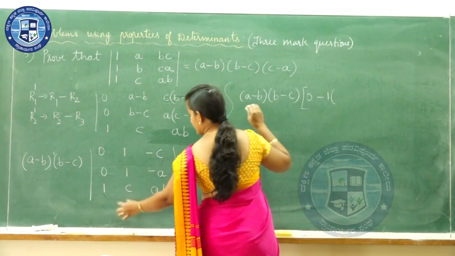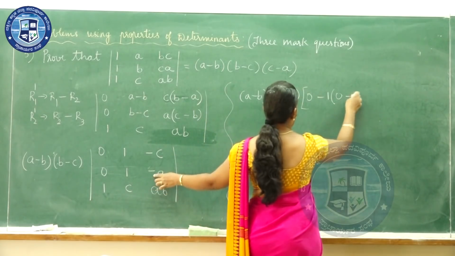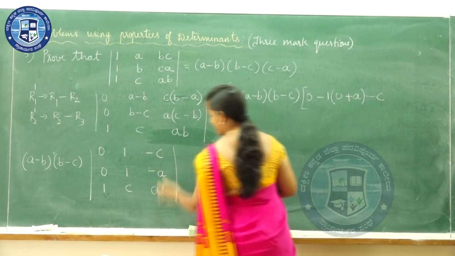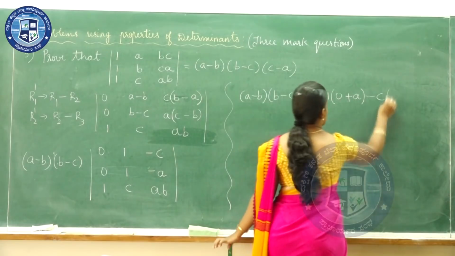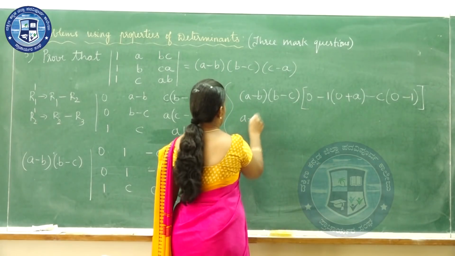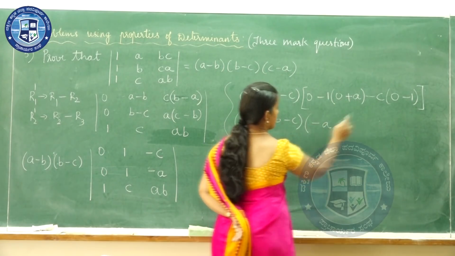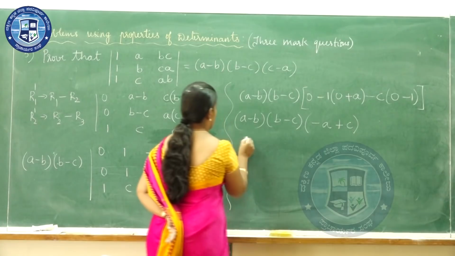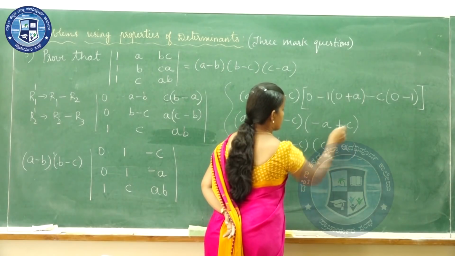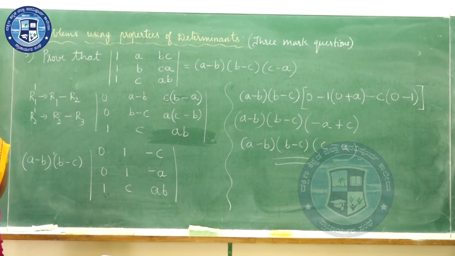Minus 1 into, delete this, 0 into AB is 0. Minus of minus A, that is plus A. Then you have this as it is, you should write, delete this, 0 into C is 0 minus 1. Simplify, A minus B, B minus C, here you will get minus A, here you will get plus C. So you can write it as C minus A, plus C first, A next, so it is C minus A. So we have got the required RHS.